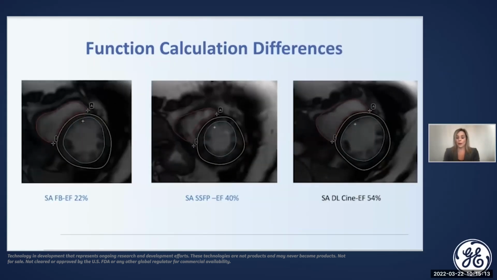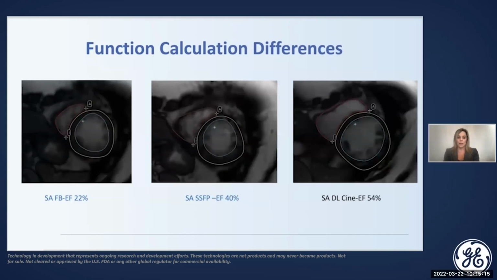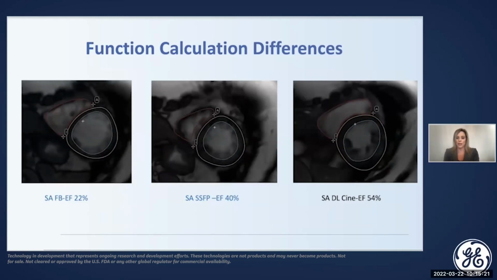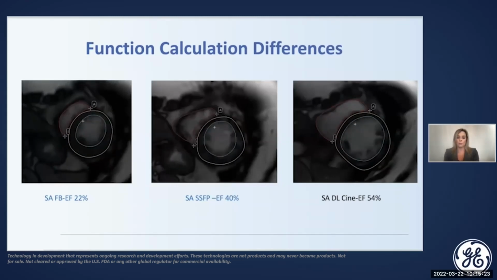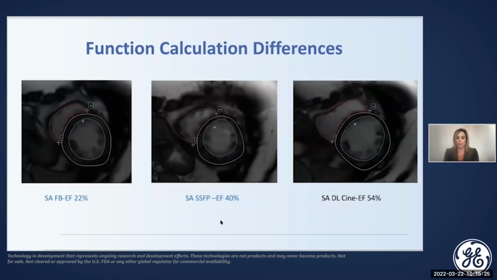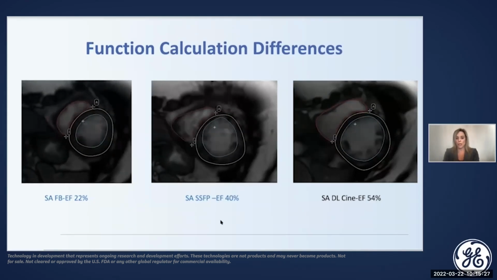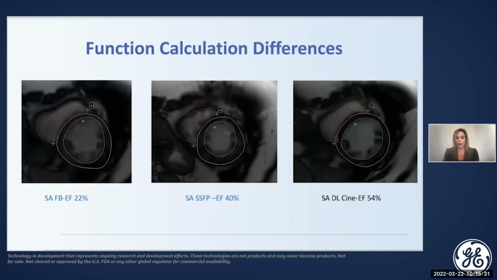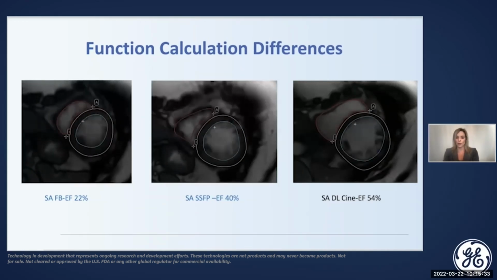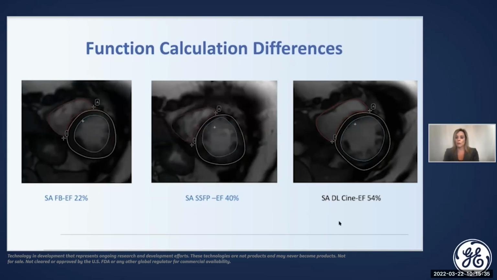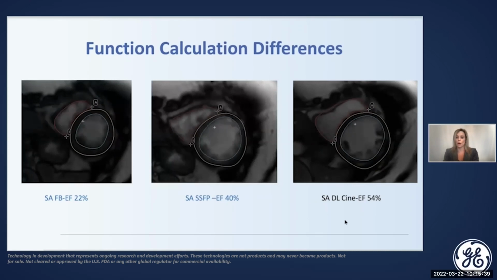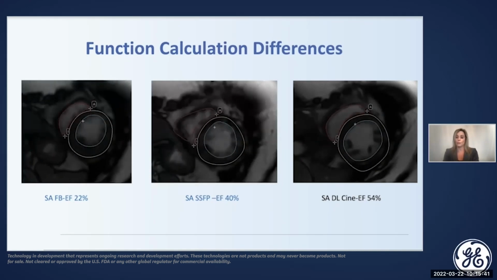When we try to calculate function in this patient, we can see we have a free breathing short axis stack on the left, which is not able to be accurately processed. Again, with her short axis SSFP images in the middle with her standard stack, there's so much image degradation from the arrhythmia and the patient's difficulty breath holding that our EF was incorrectly calculated at 40%. Whereas when we do DL Cine, you can see that we have really excellent image quality with an EF of 54%.